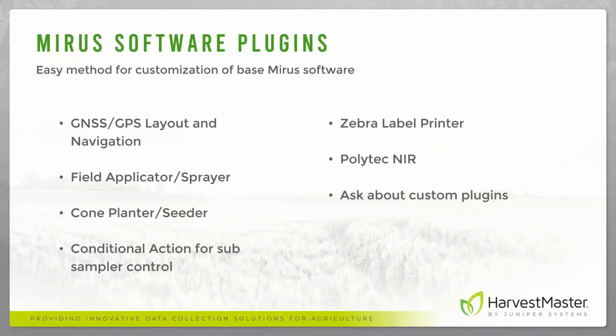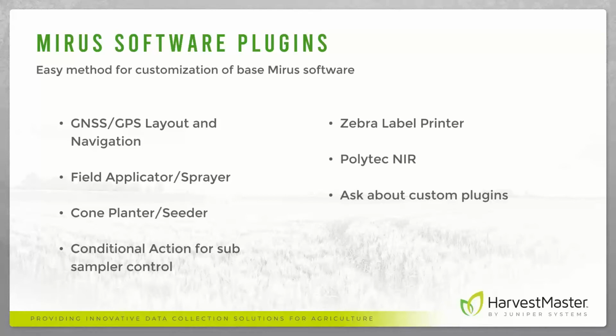So now we're going to transition to some of the other plugins that are available with MIRUS. That's one of the nice things about MIRUS, we can customize MIRUS by just adding these individual plugins. These individual plugins allow settings to change, setup screens to change, and also harvest or data collection screens can change as well. Some of the plugins we're going to talk about today is our GNSS GPS plugin, which allows you to do some layout and GPS navigation.